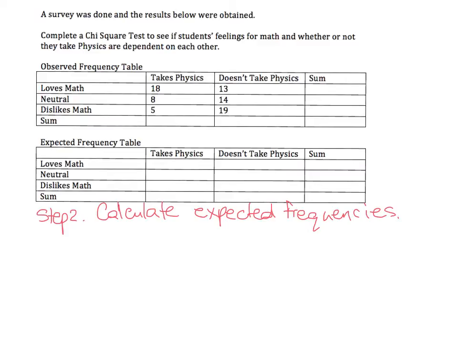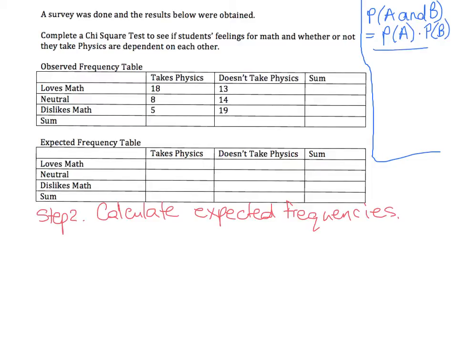I just want to share this side note with you so you are aware of where the expected frequencies are coming from. So if you've ever done probability, which I'm sure you have, you probably learned that the probability of two independent events, A and B, is going to be equal to the probability of each one multiplied. But this is only true for independent events.